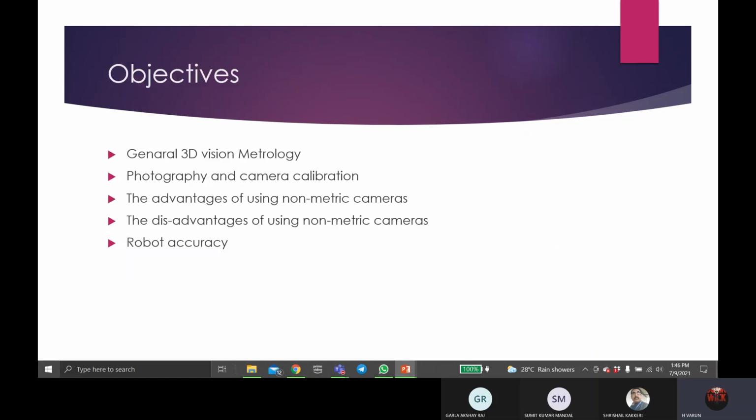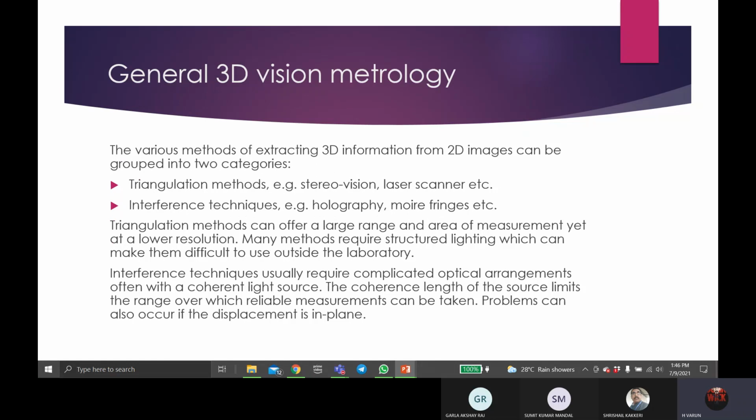The objectives are general 3D vision metrology, photogrammetry and camera calibration, advantages of using non-metric cameras, disadvantages of using non-metric cameras, and robot accuracy. General 3D vision metrology: 3D has to happen first from 2D, then 3D. Directly 3D cannot be done. But various methods exist for extracting 3D information from 2D images.